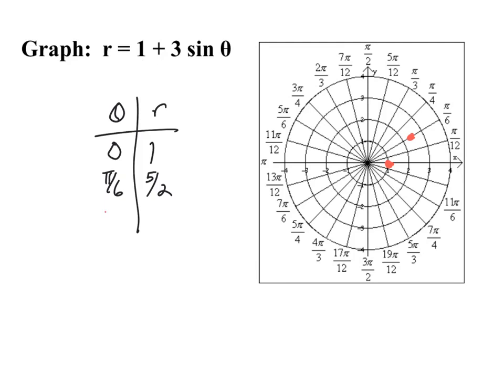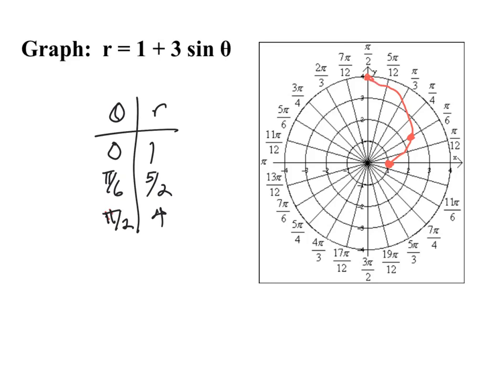So pi over 2, this is going to be 4. So it's right up here. So it actually kind of looks like that. Okay, and then we can continue.